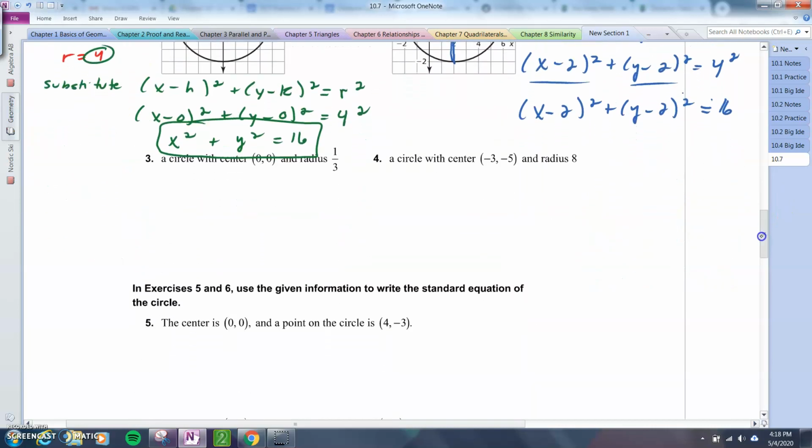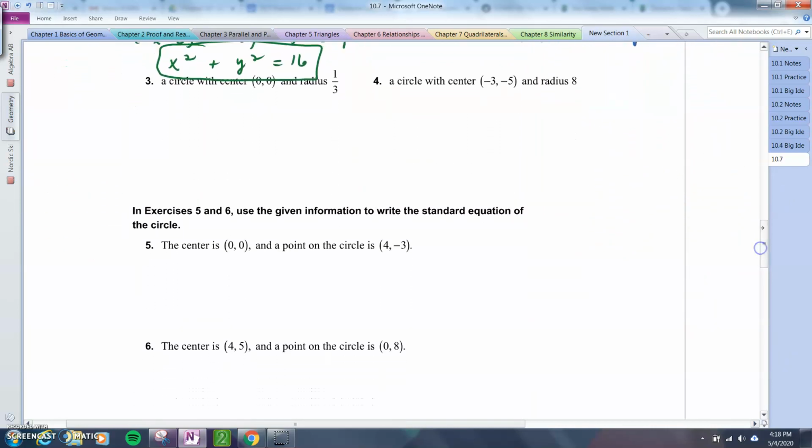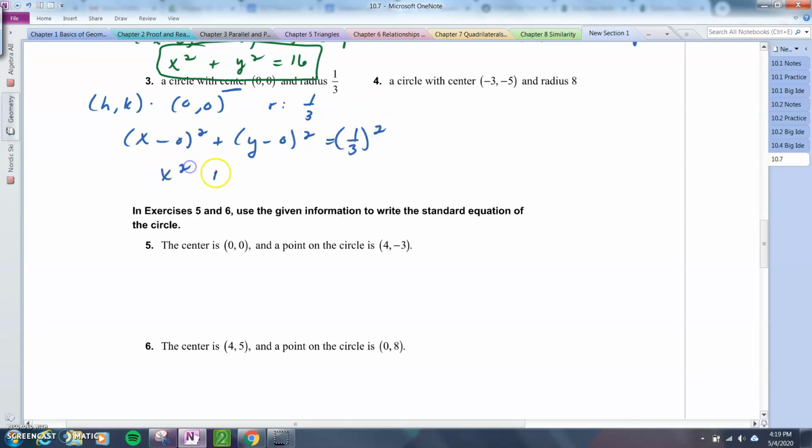Alright, so 3 and 4 we're also just working with substitution. My h and my k here are 0 and 0 because that's the center. And then my radius in this case is going to be 1/3. So let's plug this all into my equation again. I'm going to get x minus 0 squared plus y minus 0 squared equals 1/3, and we're squaring that. Let's clean both sides up.